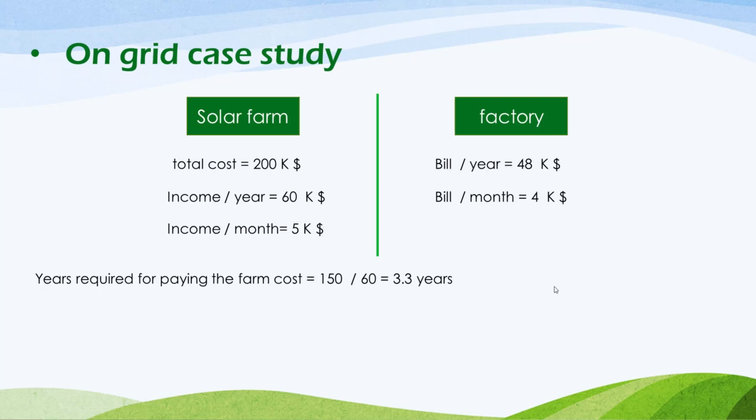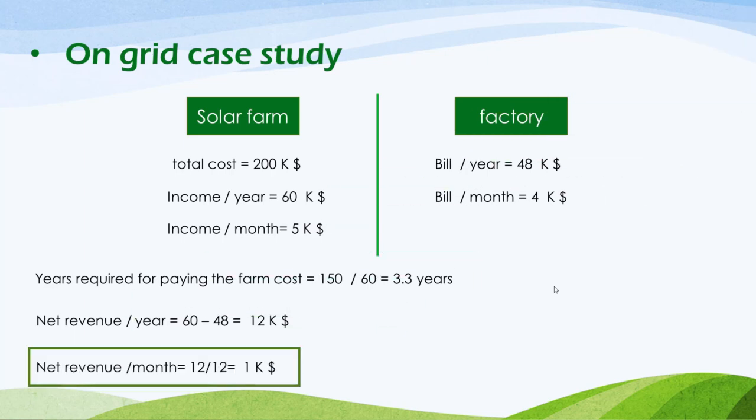And because the income is $60K and the money spent on the bill is $48K, the net income will be 60 minus 48, which is $12K. So the monthly net revenue will be $12K over 12 months, which is $1K. So, in conclusion, the photovoltaic solar farm has enabled the factory owner to pay his bill for free and also to get an additional revenue of $1K monthly. But this is after 3 years of constructing the farm.